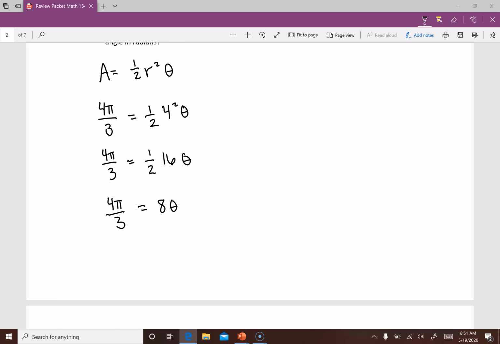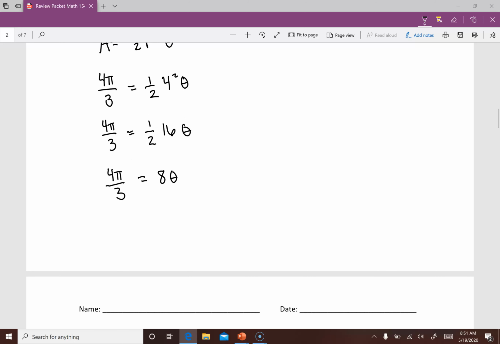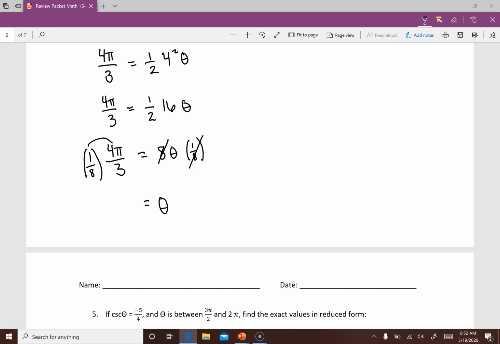And you could either divide by 8 or multiply by 1/8, whatever you prefer. I'm going to multiply by 1/8 because I can. Okay, my 1/8 and my 8s cancel, and I'm just left with plain old theta over here. And then I know 1 times 4 pi is 4 pi, and then 8 times 3 is going to be 24. So I get that theta is equal to 4 pi over 24, and I'm almost there. I need to do what? Yeah, I need to reduce that, so I can divide the numerator by 4 and the denominator by 4, and I get pi over 6.